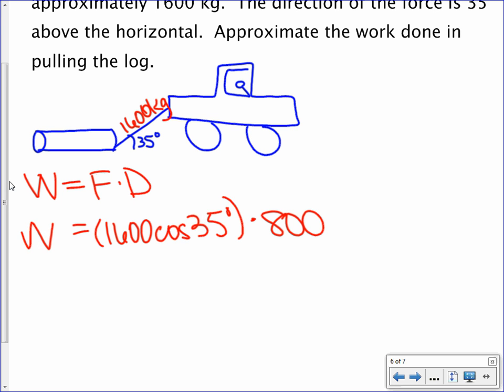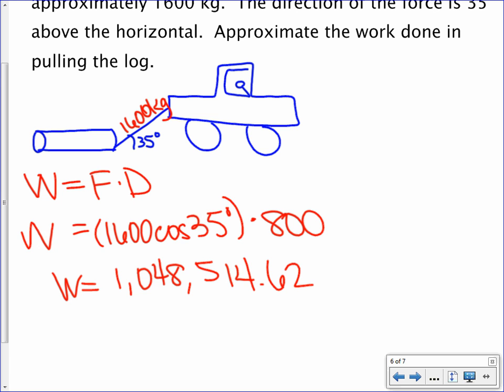Anybody have something for me? Too big to spout off? 1,048,514.62? Yeah. That sounds... nope.